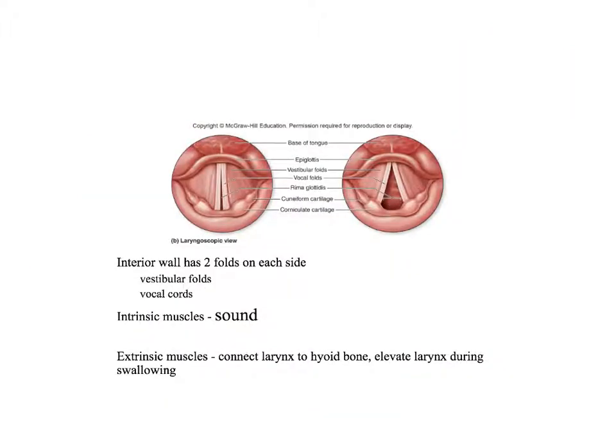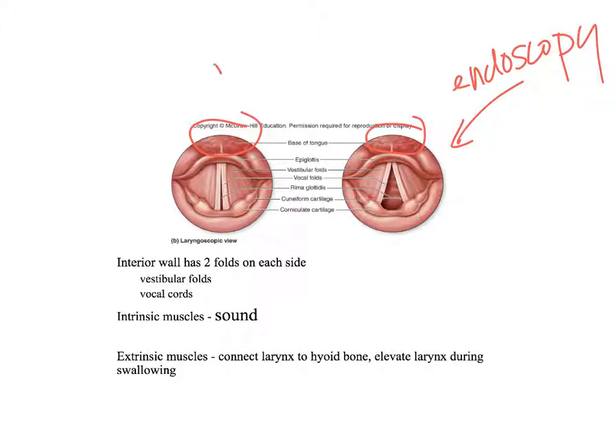Now, if you look inside, if I took a scope, like if you did an endoscopy, and put it down into your throat and started looking into your larynx, here's the tongue, here's the base of the tongue, this is the anterior. Here's the epiglottis, and it can fold over and cover this up when it folds down.